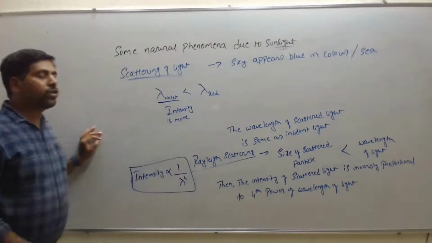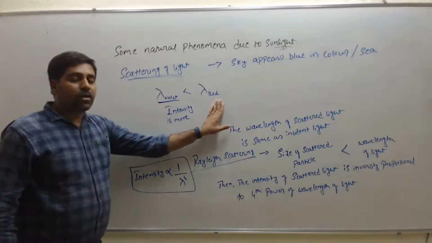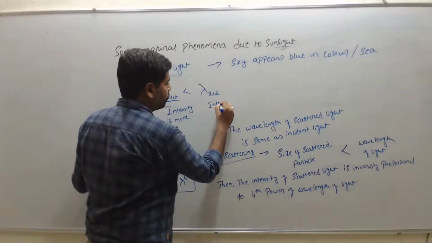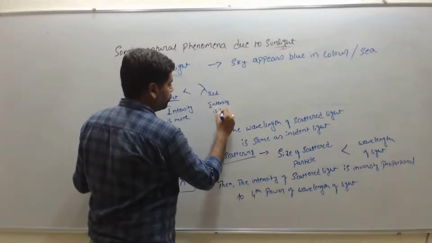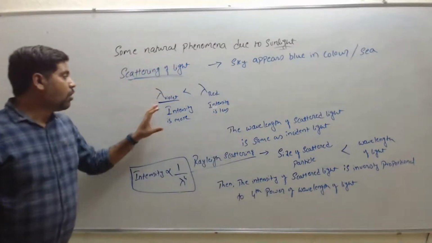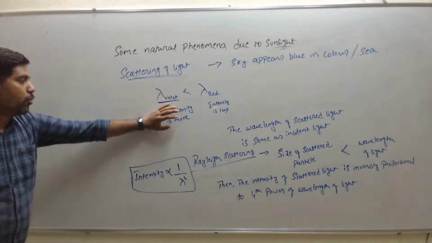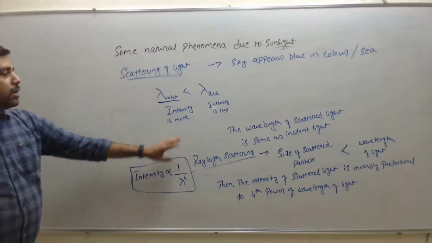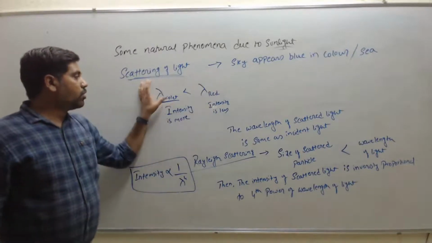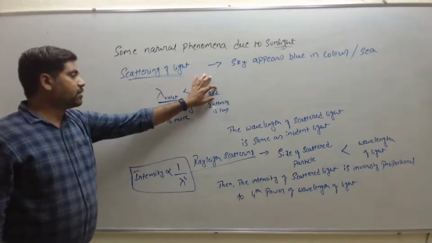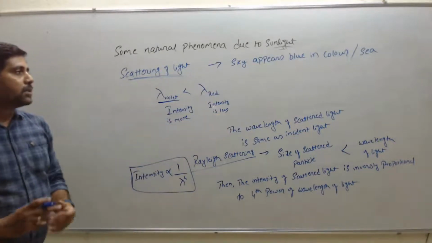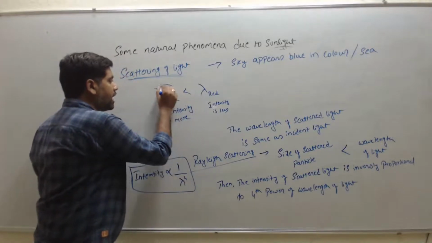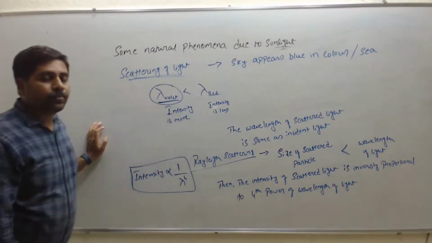So intensity is more in violet light compared to that of red light. Here the intensity of this violet light is more because intensity is inversely proportional to wavelength lambda. Here the wavelength of red is more than that of violet, that's why the intensity is less. As light travels in the atmosphere, the violet light scatters the most.